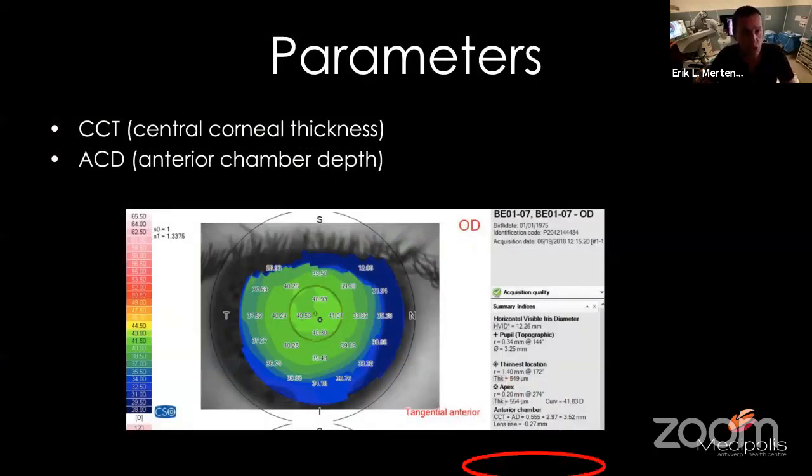Except for the central corneal thickness, the anterior segment OCT MS39 also gives you the anterior chamber depth, as you can see here. It gives you the anterior chamber depth from the endothelium to the anterior capsule of the crystalline lens, and the real corneal thickness. It gives the two numbers, and adds it to the total thickness of the cornea.